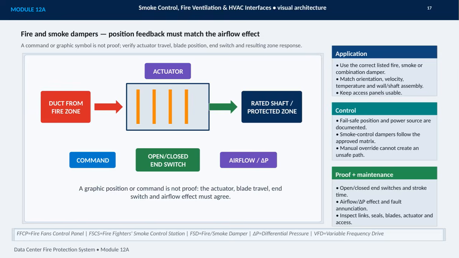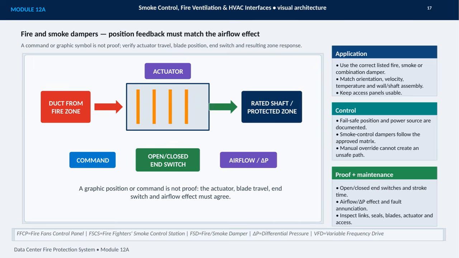This slide focuses on a critical verification principle for fire and smoke dampers. Position feedback must match the actual airflow effect. A command on the control system, or a graphic that appears to show open or closed, is not proof by itself. We need to verify actuator travel, blade position, end switch operation, and the resulting airflow or differential pressure response.